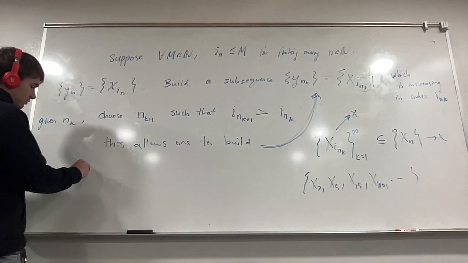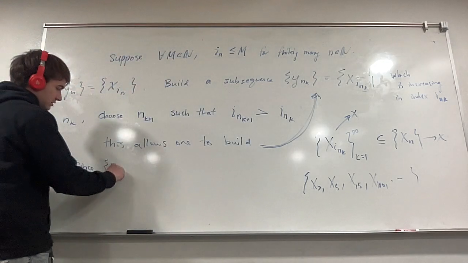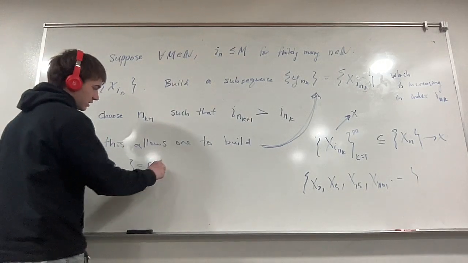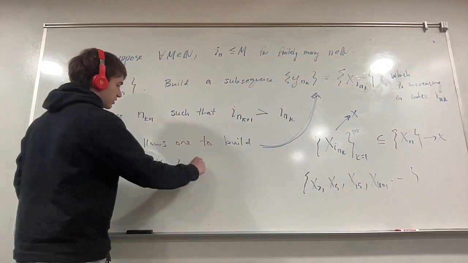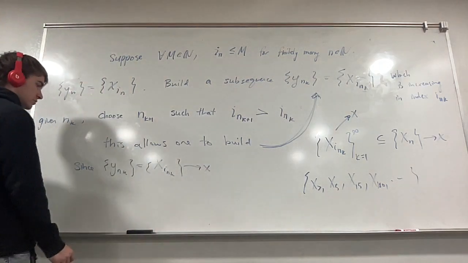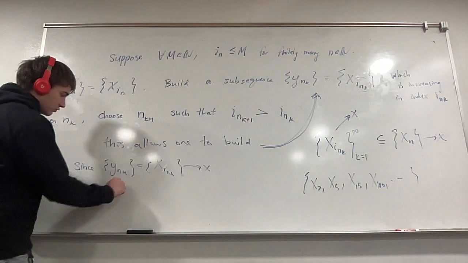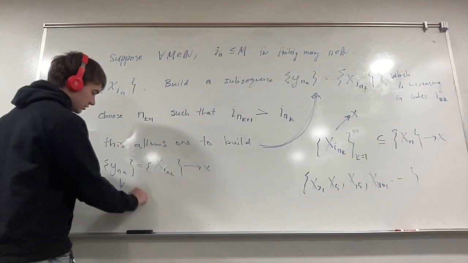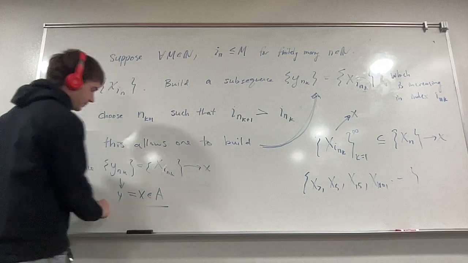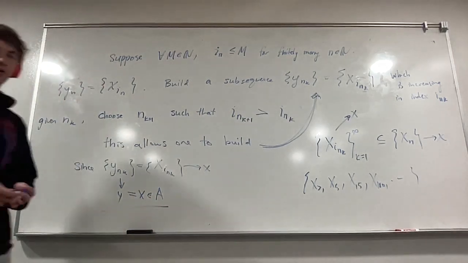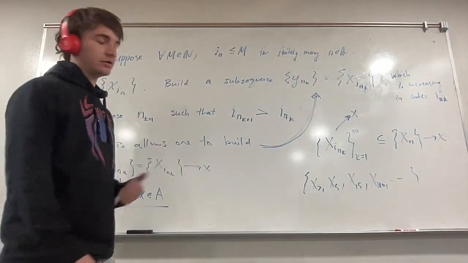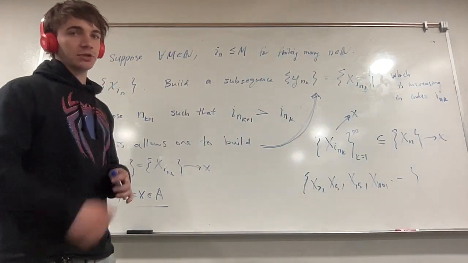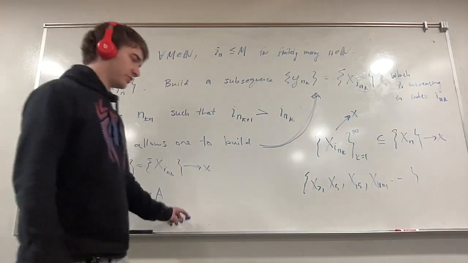Okay, so since y sub n sub k, which is equal to x sub I sub n sub k, converges to x, and this converges to y, since it's a subsequence of a sequence that converges to y, we conclude that y is equal to x, which belongs to A. Okay, so in either case, we've proven that the limit of our convergent sequence must belong to A, and that proves that A is closed.